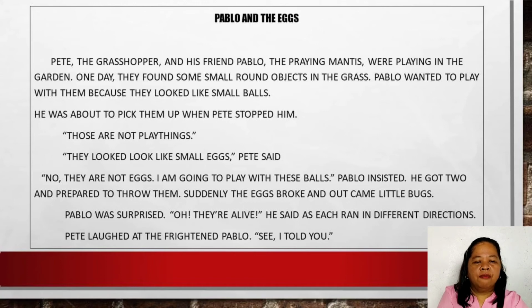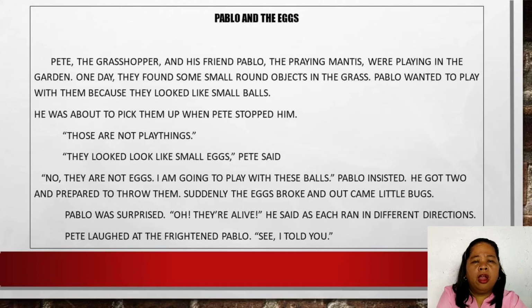Pete, the grasshopper, and his friend Pablo, the praying mantis, were playing in the garden. One day, they found some small round objects in the grass. Pablo wanted to play with them because they looked like small balls. He was about to pick them up when Pete stopped him. "Those are not playthings. They look like small eggs," Pete said.